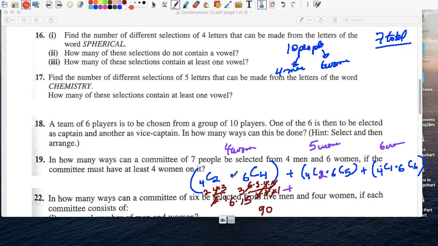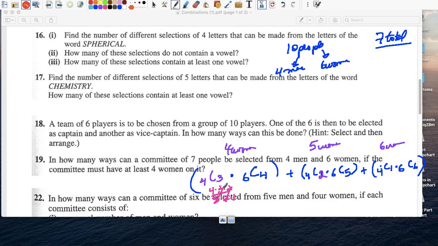Oh, I did this incorrectly. Stop. So the first scenario, if I pick 4 women, that means I have to pick 3 men. I apologize. So from the 4 men, I have to pick 3. So let's do that again. So this would be 4 times 3 times 2 over 3 times 2 times 1.